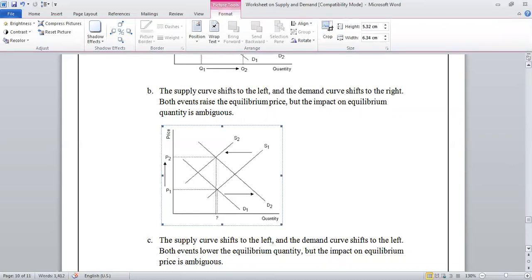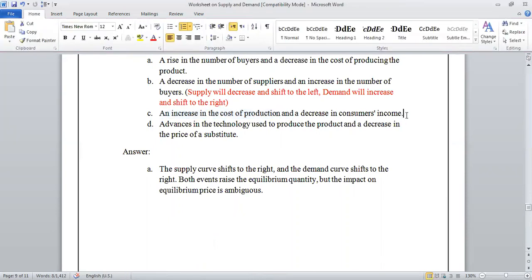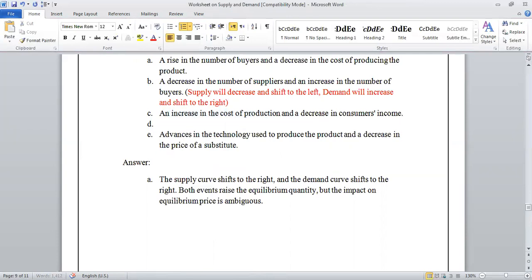I hope that you practice these using your hands. It will make it much easier. Question C, an increase in the cost of production. This is supplier demand. This is a change in or a shift in supply, which means what? The cost went up, so this is something bad. Why? Because the firm's main goal is to maximize profit. When the cost increases, this is something bad. So supply decreases and shifts to the left.